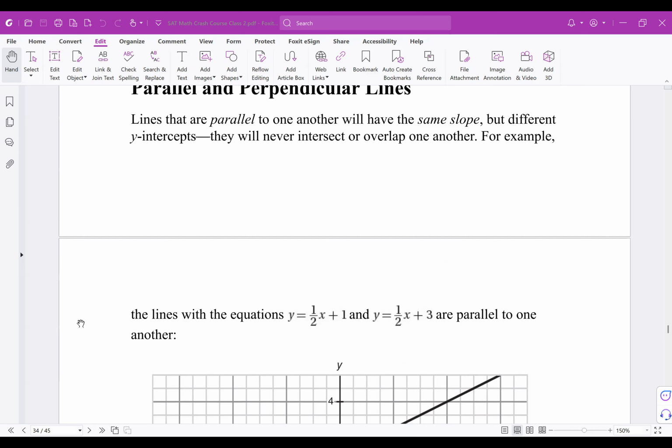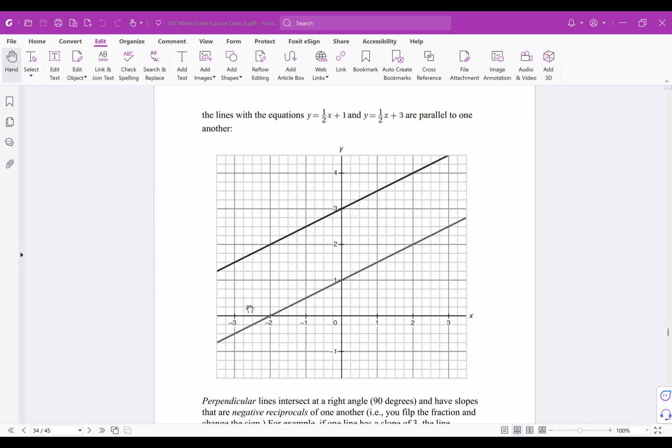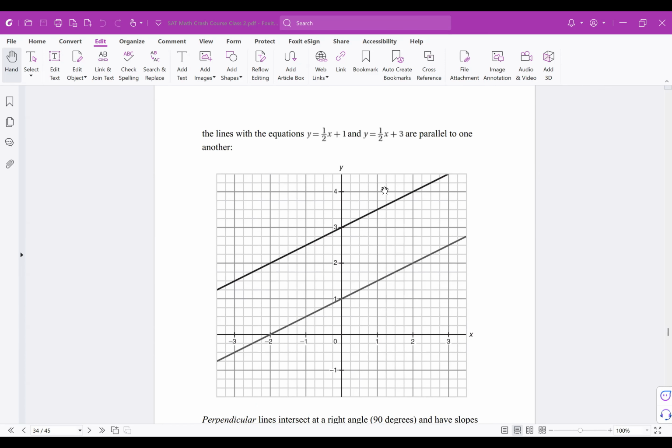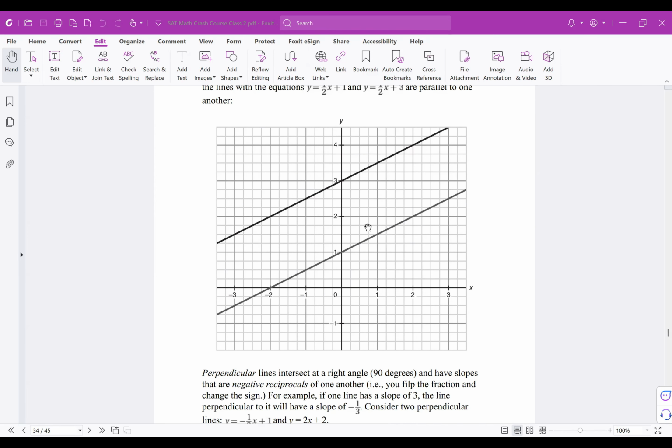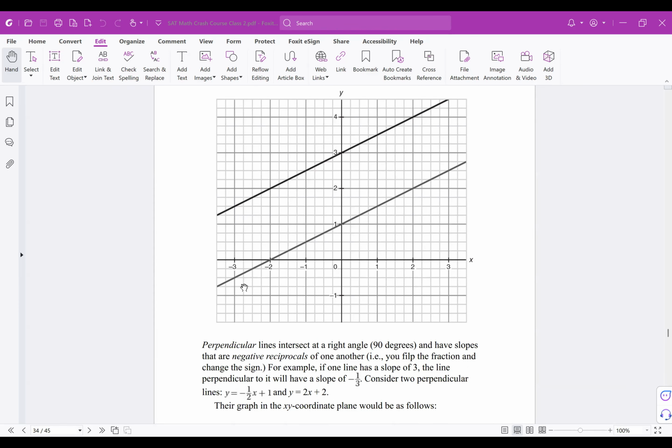For an example, the lines with the equation y equals 1/2 x plus 1 and y equals 1/2 x plus 3 are parallel to one another. These are two parallel lines, and they don't have a particular solution. They have no solution because they are not intersecting each other. If they don't touch, then there would definitely be no solution.